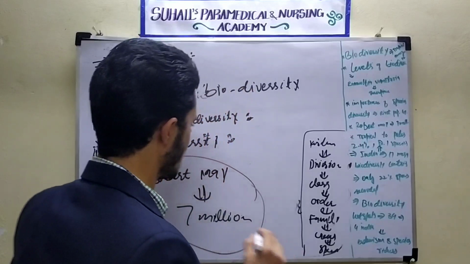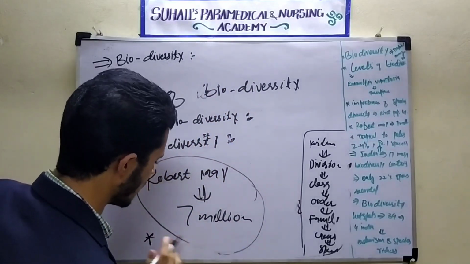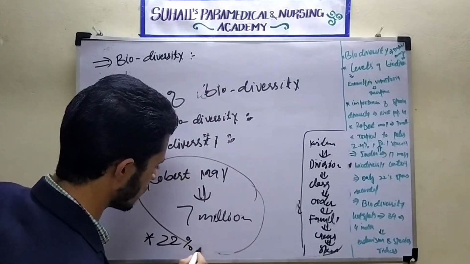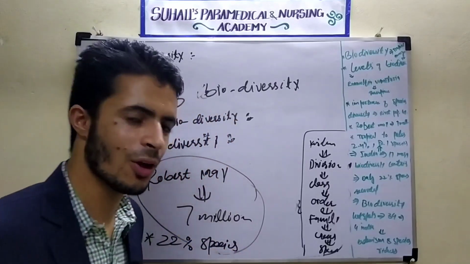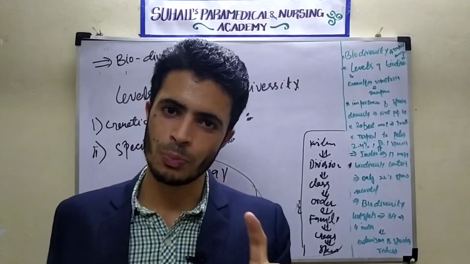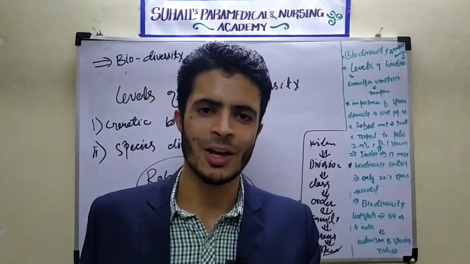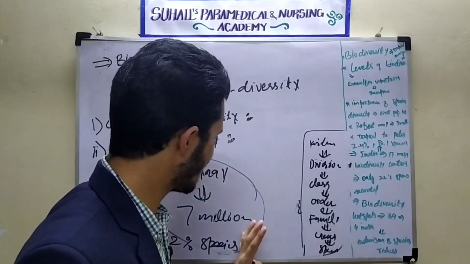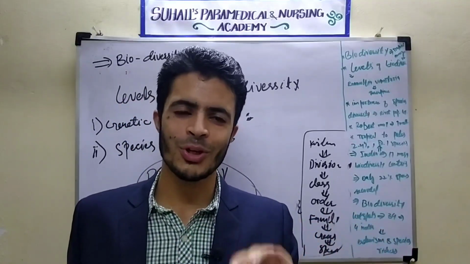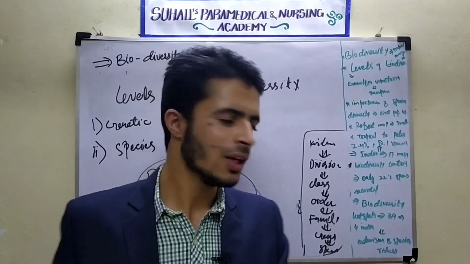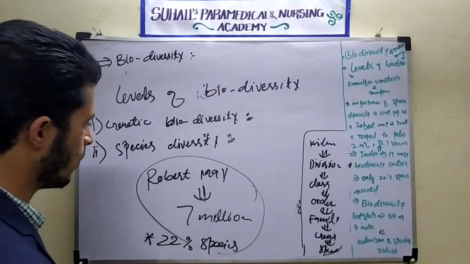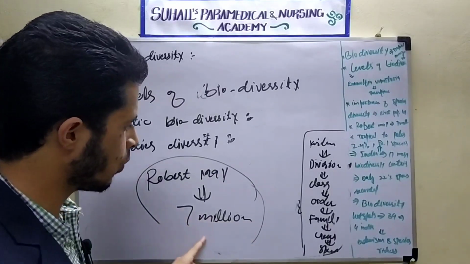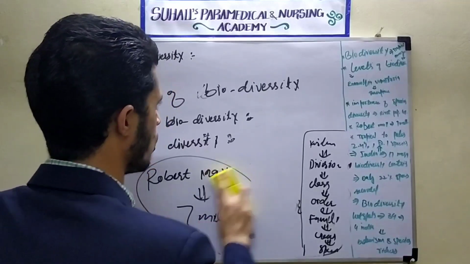And remember, another data says that only 22% of species have been discovered till now. So you can understand that scientists have not yet found how many species are on the Earth. That was Robert May's estimate of how many species there are. Now we will go for another point.